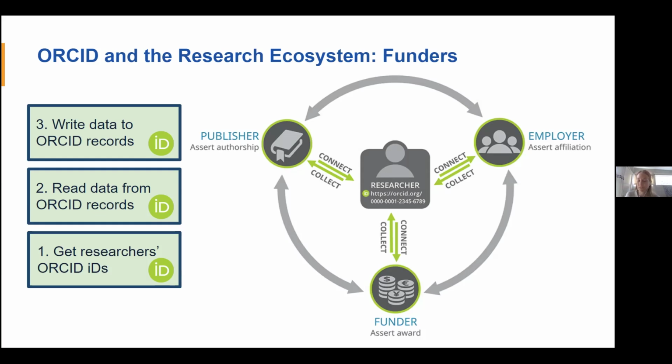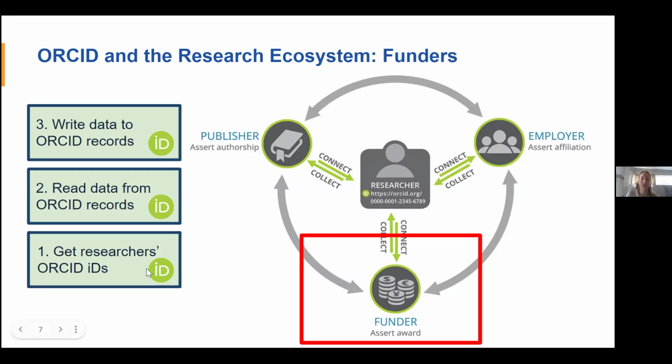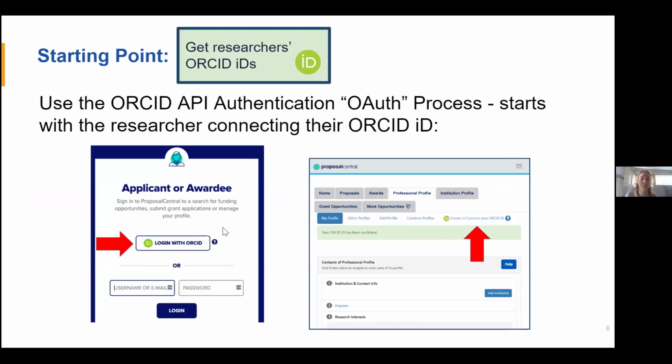While the entire ecosystem is important, today we're just going to be focusing on this piece where funders come into the picture. The overview of how ORCID can work in funding workflows starts with funding organizations getting researchers' ORCID IDs, reading data from researchers' ORCID records, and writing data to researchers' ORCID records. Let's take a quick look at each of those aspects. The starting point for funders, and really any organization that wants to work with researchers and use ORCID to help with that process, is to get your researchers' ORCID IDs.